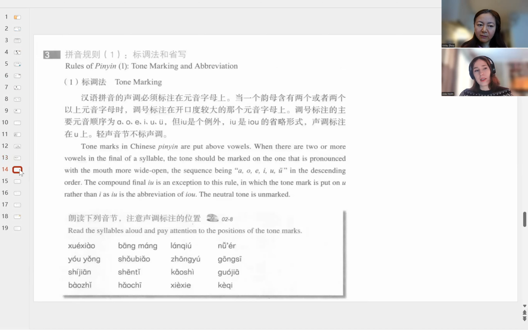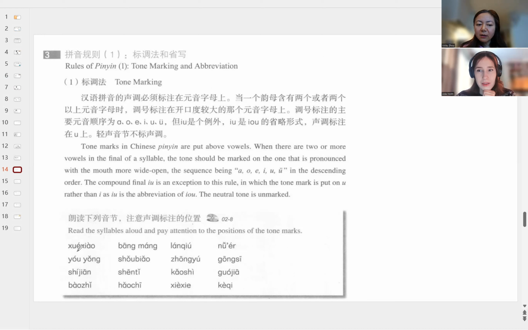好, this tone, how do we mark it? Normally we mark it on A E I O U, A O E I. Now let me say pinyin, a o e i u ü. Normally we mark on them. This mark, how do we tone marking? We take a look at the example. It's easier to remember. For example, this one, 学校. Yeah, a o e.